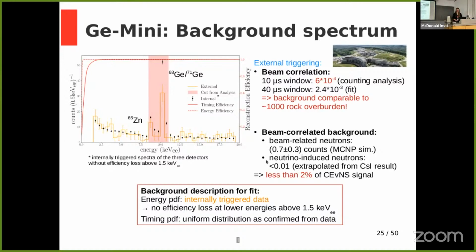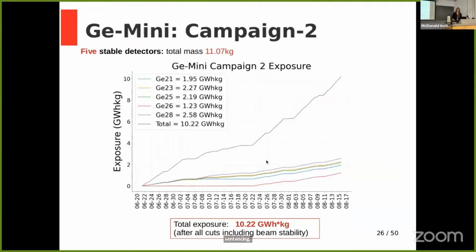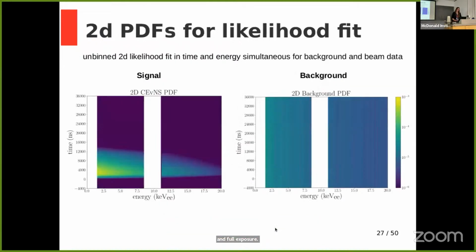So to summarize, this is the data that we collected over our beam campaign. It turns out that not all detectors were stable enough for analysis, but we ended up with a total active mass of 11.0 kilograms and a total exposure of 10.2 gigawatt hours kilogram. That's the input data for our likelihood analysis.